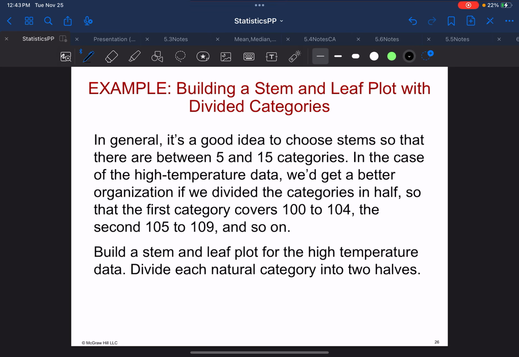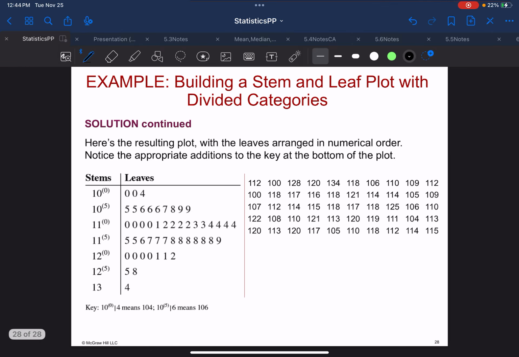Okay. So now we're going to build another stem and leaf plot, but this time we're going to be using the data for the record high temperatures that we've seen in that previous example. So if you remember, those temperatures were all in the 3 digits, and the smallest number in that data was 100. And the largest number in that data was 134, if I remember correctly.